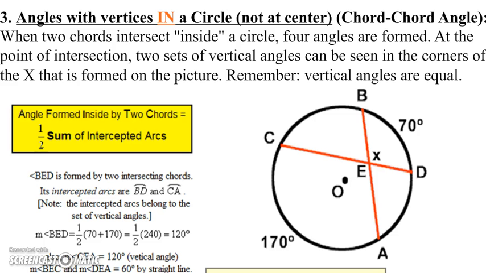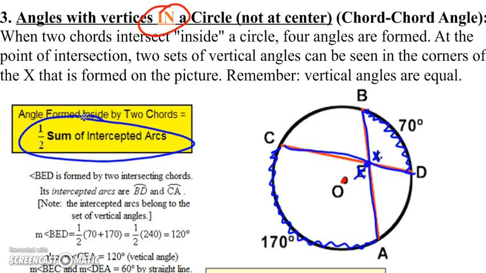Another type of angle is where the vertex is inside the circle, but not at the center. Here the center is circle O, but the vertex of the angle is off of the center. Two chords construct the angle. It doesn't matter which angle we are talking about, x here or x here, because they're vertical angles. The angle intercepts two arcs because of the chords: an arc of 70 degrees and an arc of 170 degrees. To find the measure of the chord angle, we take half of the sum of the arcs. So we add the two arcs and divide by 2.